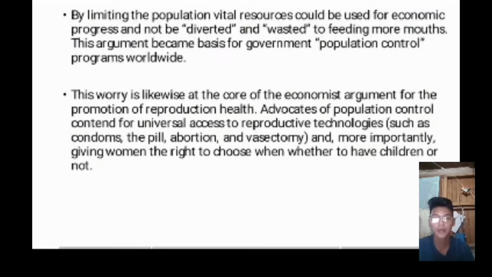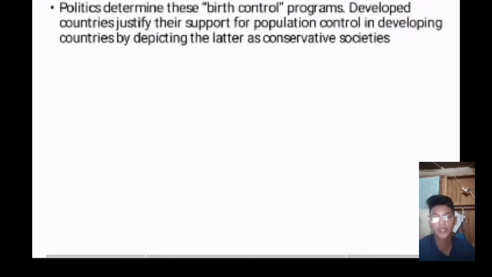So, the main point here is the woman is the person who will make the decision whether she is willing to get pregnant, to have children or not. So, the woman always has the right to choose when or where. So, that's it. And politics determine these birth control programs.